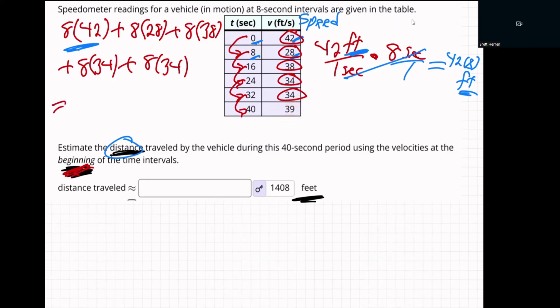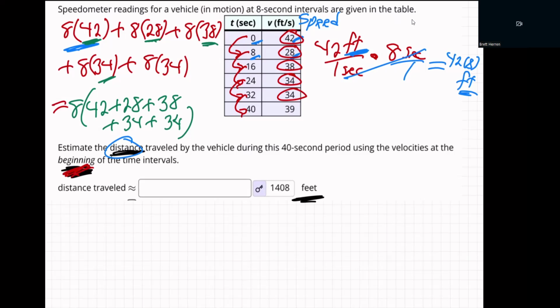So now the easy way to do this in your calculator, look, they all have 8, don't they? So let's make this easy. It's just 8 times 42 plus 28 plus 38 plus 34 plus 34 again. All right, let's go to Desmos.